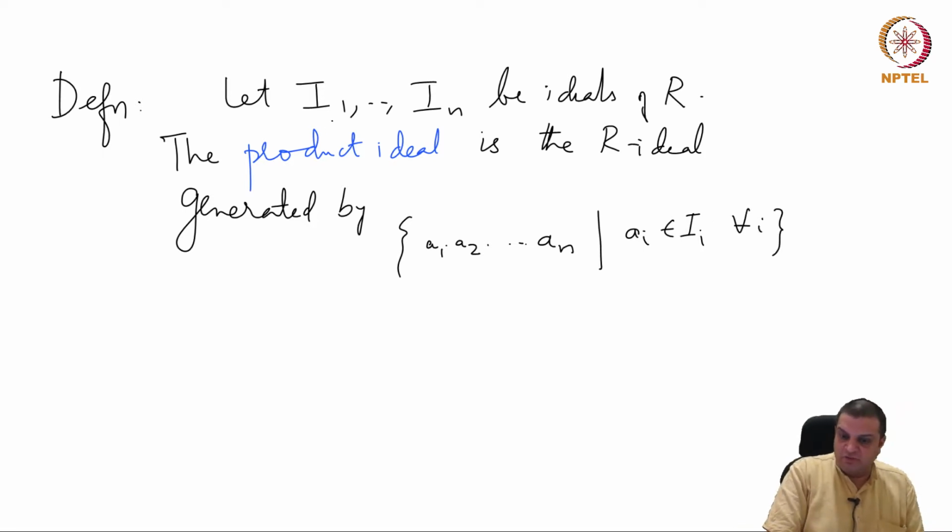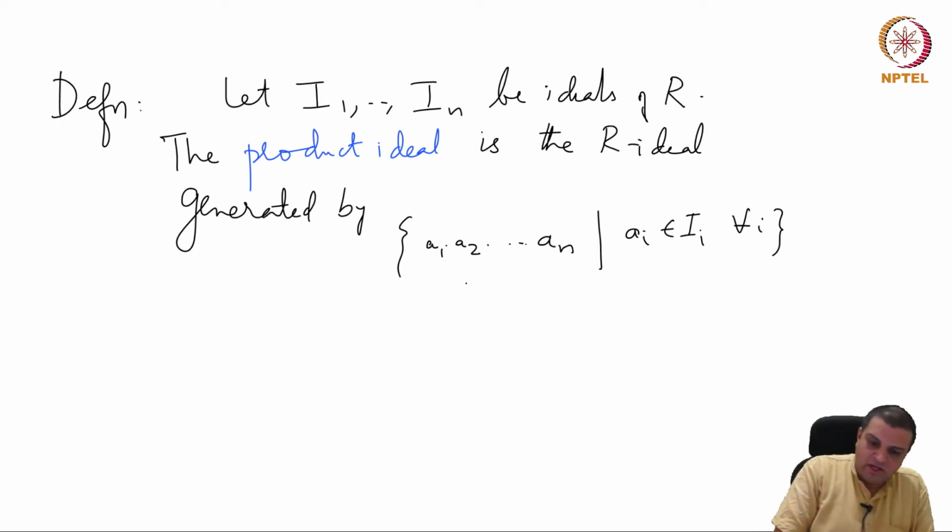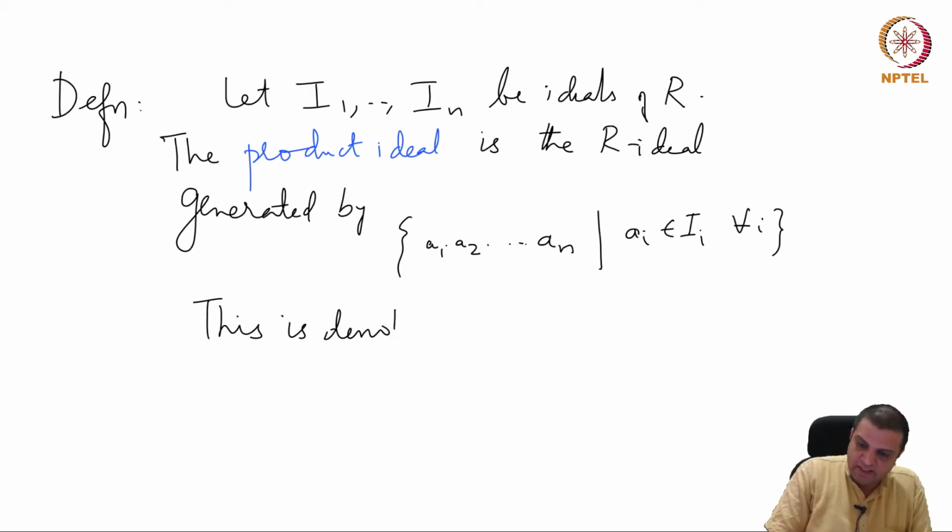So from each one of the ideals in this family, take one element, A1 from I1, A2 from I2 and so on, take the product and do this for all possible choices. This gives us only a set, not an ideal, and we look at the ideal generated by that. The product ideal is denoted by the product.